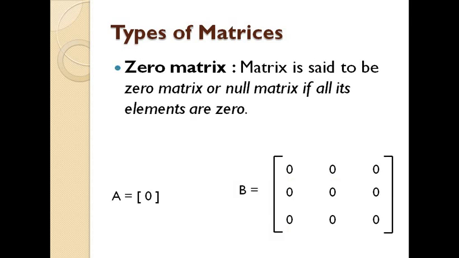Now zero matrix. A matrix is said to be zero if all the elements of the matrix are zero. So whatever the order of the matrix, if all the values are zero, then it is called a zero matrix. You can see the example: A is equal to a single element 0, and B, that is a 3 by 3 matrix, all the elements are 0.